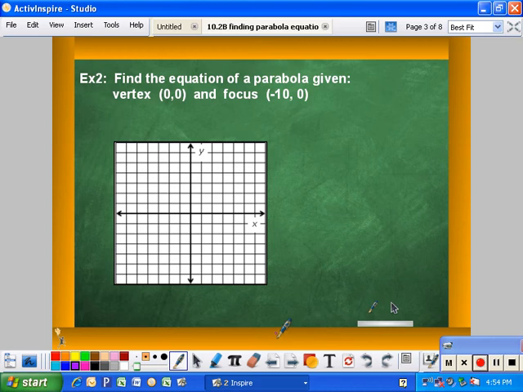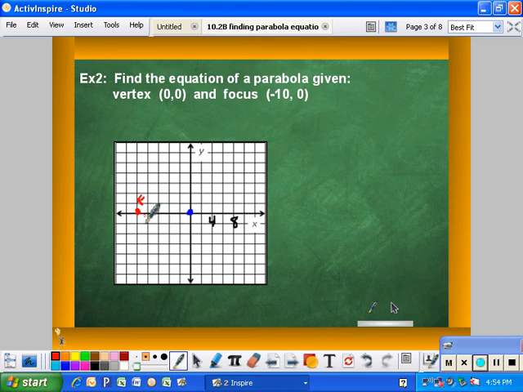Okay, example 2. We're given the vertex of 0, 0. Go ahead and plot that 0, 0. And I'm ready to plot my focus at negative 10, 0. However, I'm going to go off the chart if I try to plot that negative 10. So I'm going to have to do this in intervals of, well, let's just go with 2's. So 2, 4, 6, 8 is how that's going to work. And now we can plot this at 2, 4, 6, 8, 10. So our focus is going to be negative 10, 0.